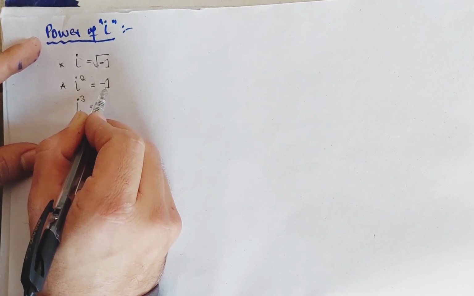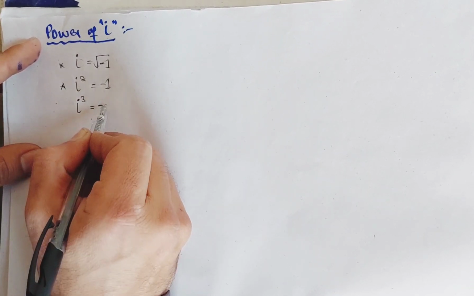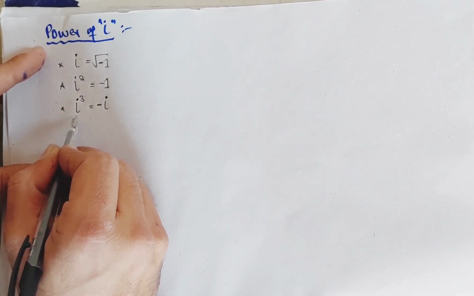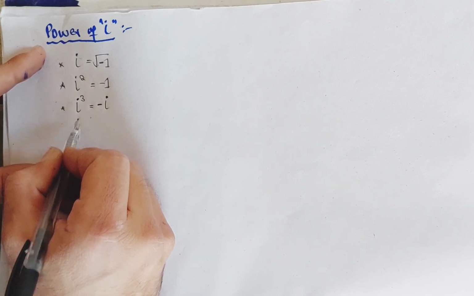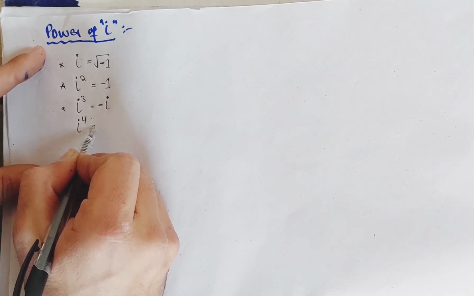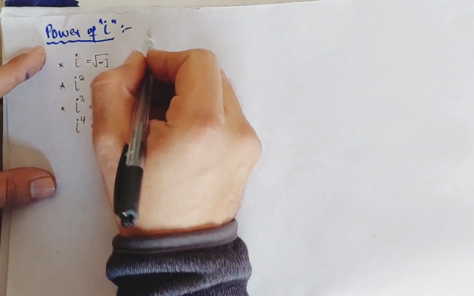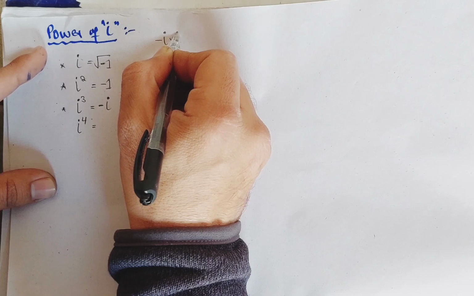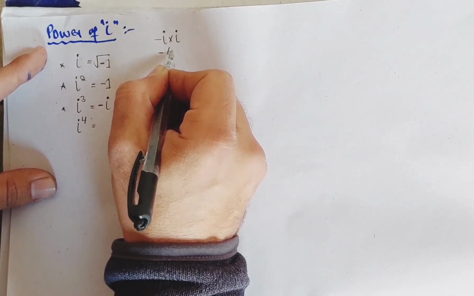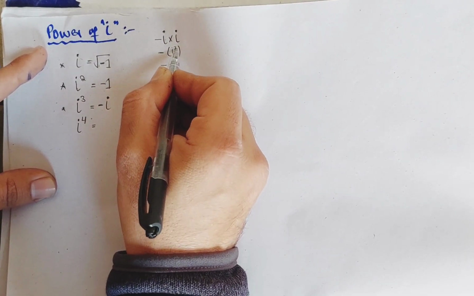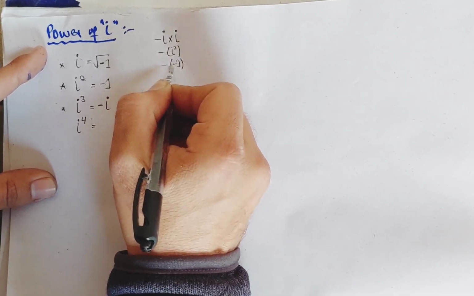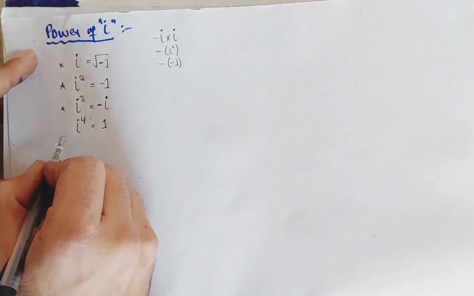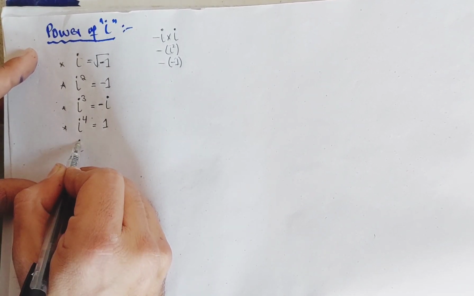If I further multiply iota to this side, this will be iota power 4, and if I multiply minus iota with this iota, we get minus iota square, and iota square is equal to minus 1, so minus times minus gives plus 1. Let us multiply iota one time more. So this will be iota power 5, and this will be iota, which is equal to under root minus 1.